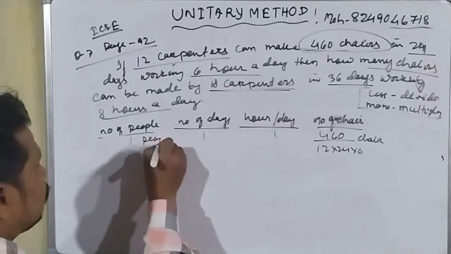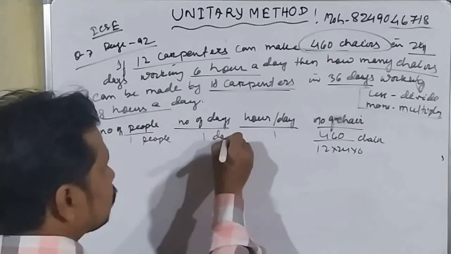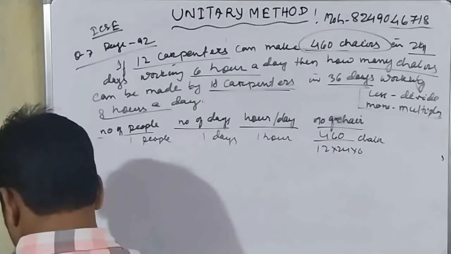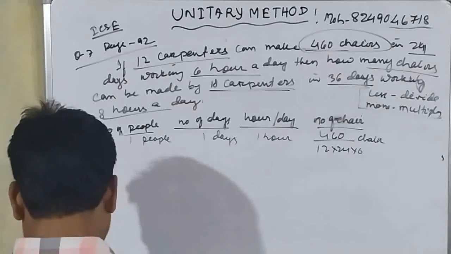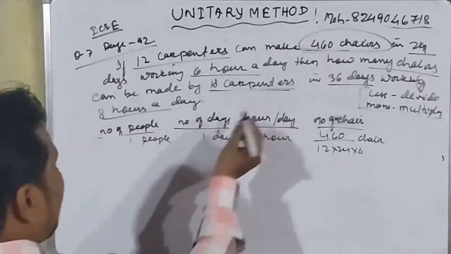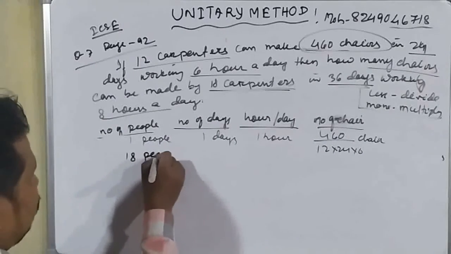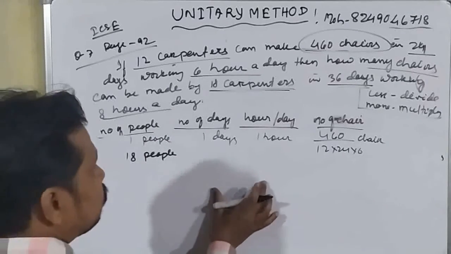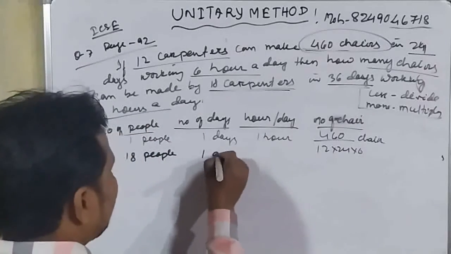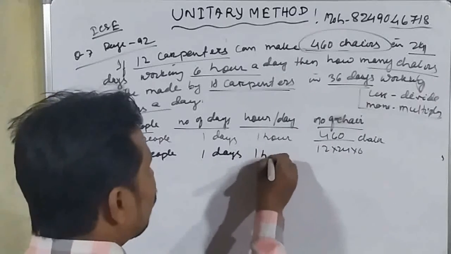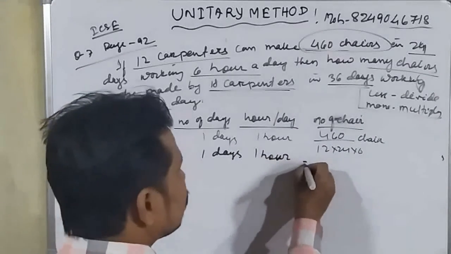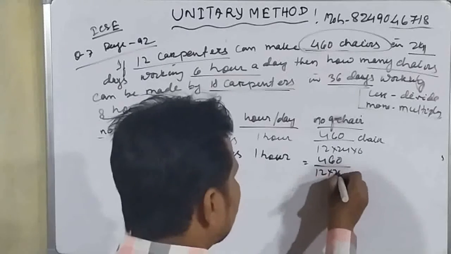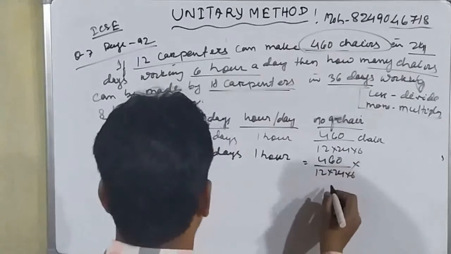1 person, 1 day, 1 hour. Okay student, now we will find the value for 18 carpenters, 18 people. So now we have given more people, more work. So for 1 day, 1 hour, the result is 460 divided by 12 into 24 into 6 into how much?